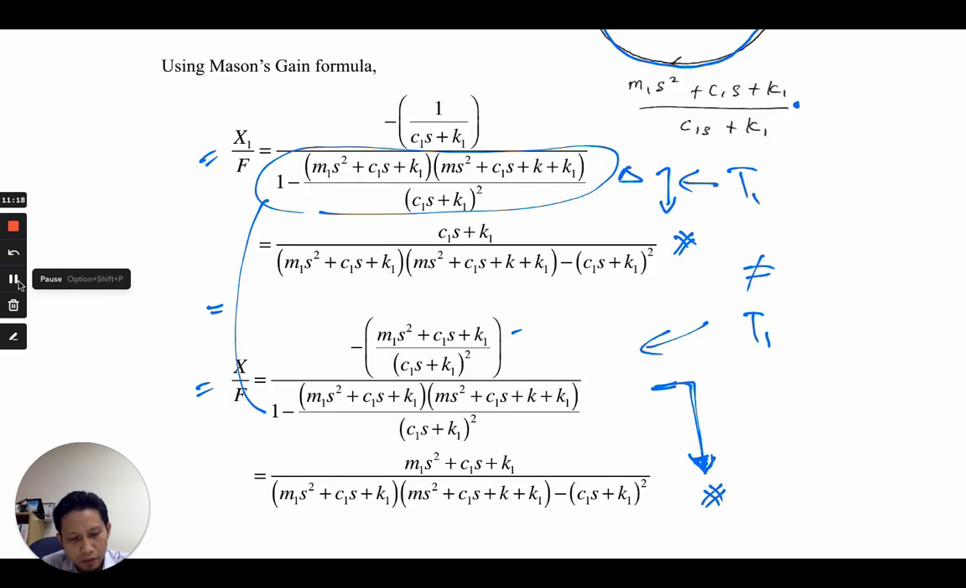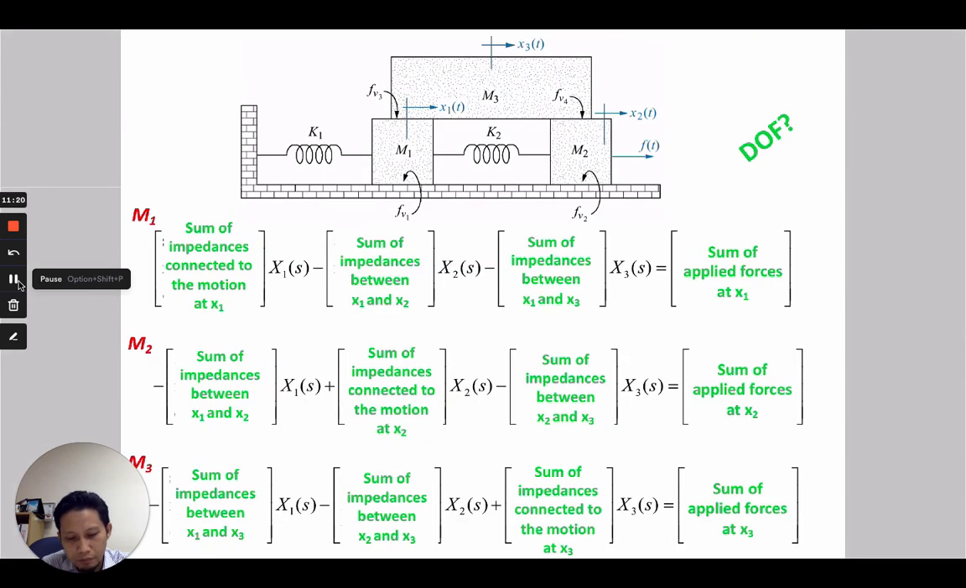Next one, we have this example here. We have a 3 degree of freedom system. So we have M1, M2, and M3. I give you the hint to find the equation. We need to find 3 equations, for mass 1, mass 2, and mass 3. So this is how you find the equation, where for each one you find the sum of impedances that are connected to the motion.